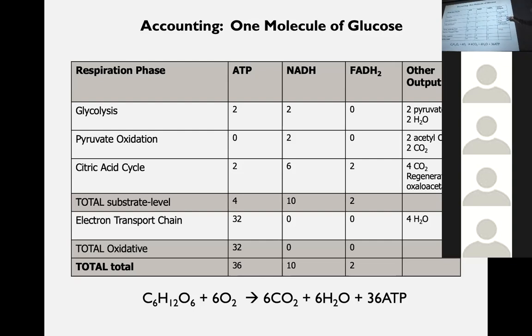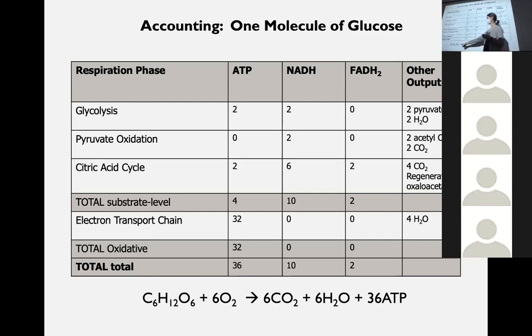We have a couple places where we made CO2, so don't forget to take note of that. So it's made back to back: pyruvate oxidation and then the citric acid cycle. Then we also have water coming out. So now we've accounted for all of these molecules, right?